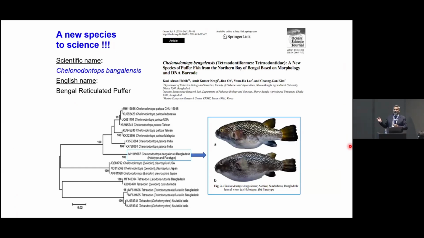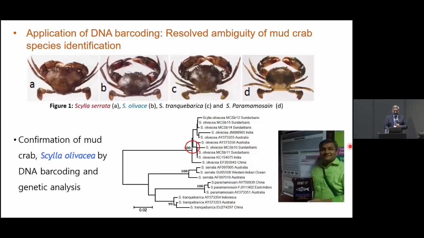Then we found several new species. This is one new species to science that we identified from Sundarbans. We also confirmed the species identification of mud crab in Sundarbans. You know, four species are found in the world, so we were confused which one it is. By DNA barcode, I confirmed that, and now the breeding and other work is going on with this mud crab. Our main mud crab is Scylla olivacea. Previously, it was assumed to be Scylla serrata.